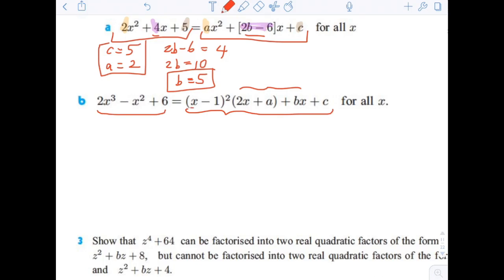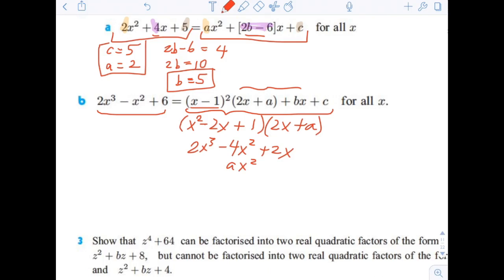So first, let's do x minus 1 quantity squared. So we get x squared minus 2x plus 1. And then we multiply that times 2x plus a. So that would be 2x cubed minus 4x squared plus 2x. And then we multiply times a. So we get ax squared, negative 2ax, and plus a.